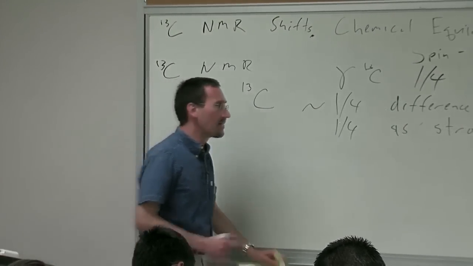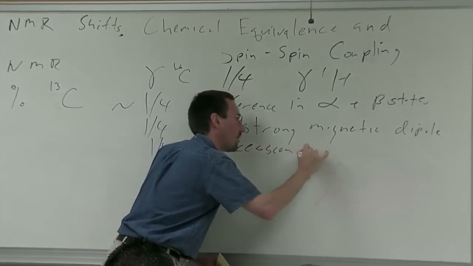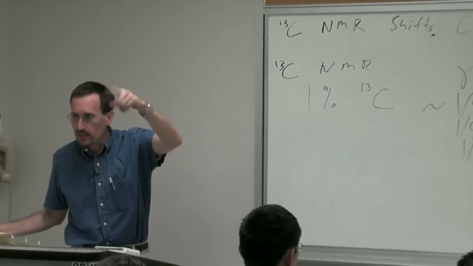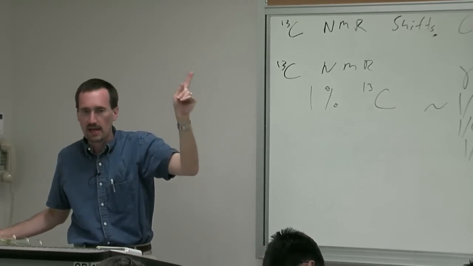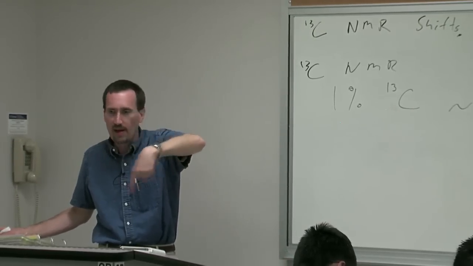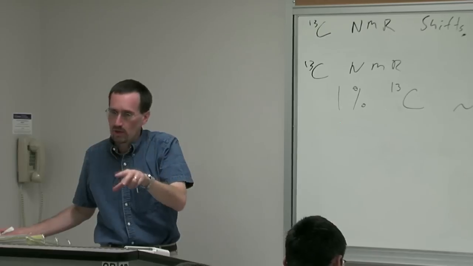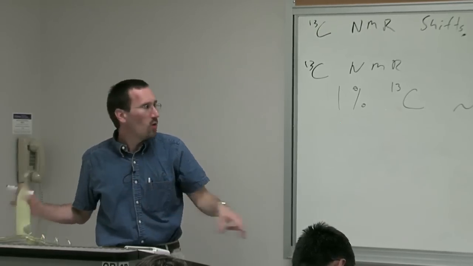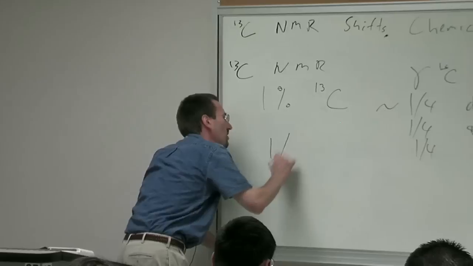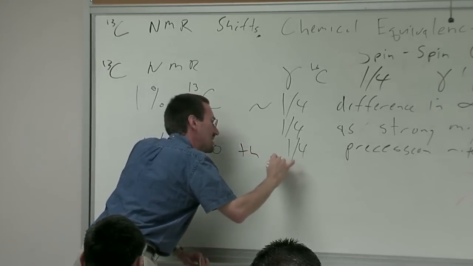And then you further get damned because the precession rate is also a quarter. For a proton at that same 117,500 Gauss magnet, you're precessing at 500 million times per second. For a carbon, you're only precessing at 125 million times per second. So that also gives you a quarter as much electricity in the coil. So you've got 1.1% and a quarter of a quarter of a quarter, which means you're only 1/5800th as sensitive.